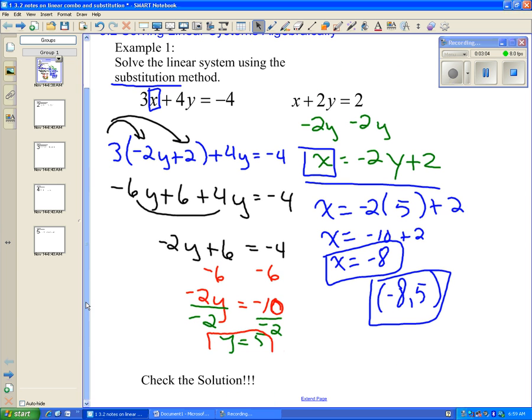Always remember, however, I can check my solution, plug it back into both equations, and see if it makes a true statement. If I look at the first one, 3 times negative 8 is negative 24. 4 times 5 is 20. Negative 24 plus 20 is negative 4. It's a true statement. Over here, negative 8 plus 2 times 5 is 10, and negative 8 plus 10 is 2. I can just look through and realize that those are good solutions. It is a good solution for both equations. That is my solution for the system.